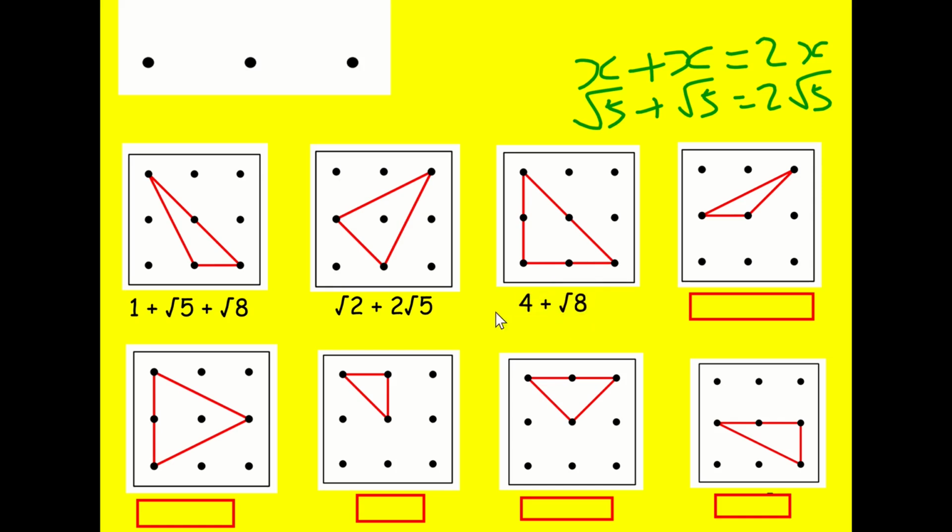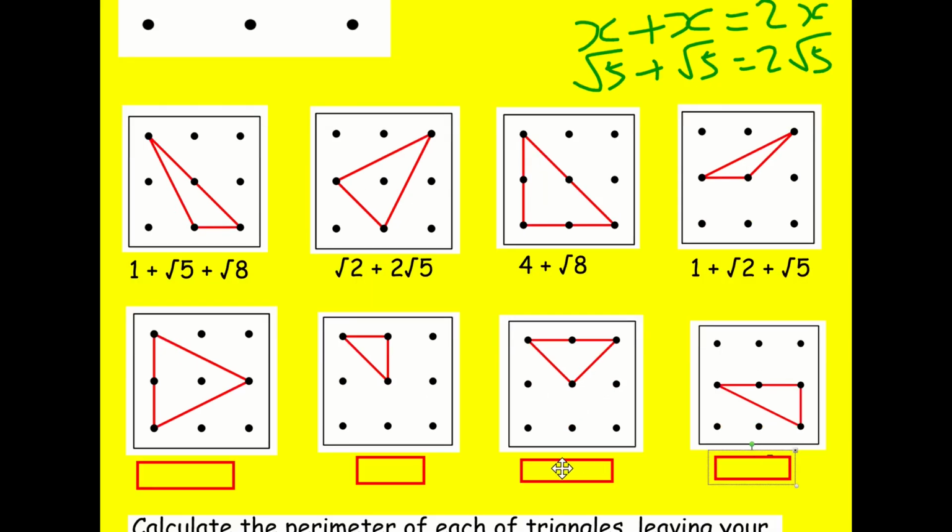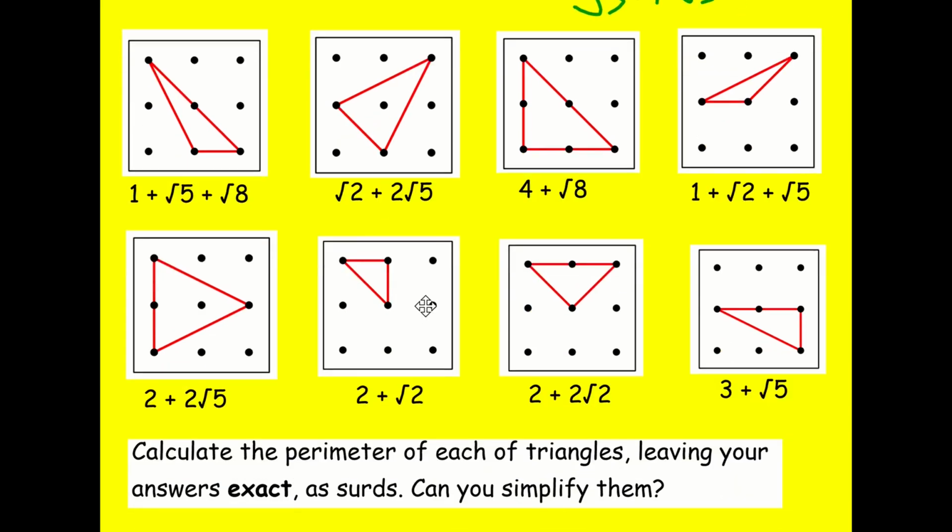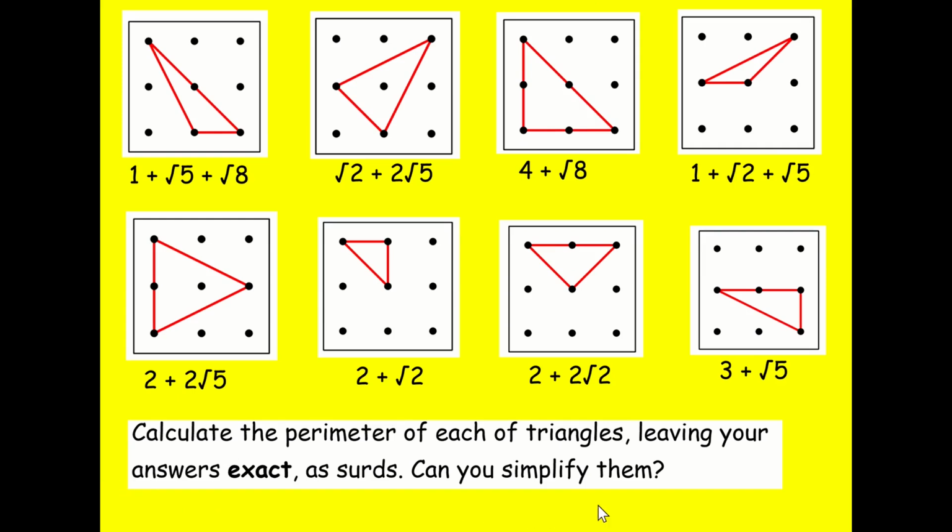Sometimes, but you can't combine root 5 and root 8 into, say, root 40. That makes absolutely no sense, but we'll be talking more about that. This one I got 4 plus root 8. I'm just going to show my other answers. See if you agree and let me know. Okay, so hopefully you've managed to find those. We've left them all exact. They could be simplified. A few of them could be simplified, most of them couldn't.